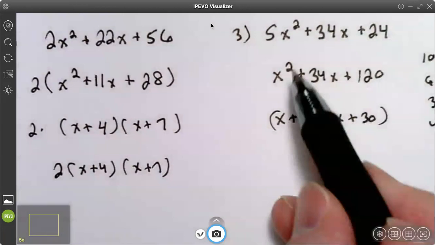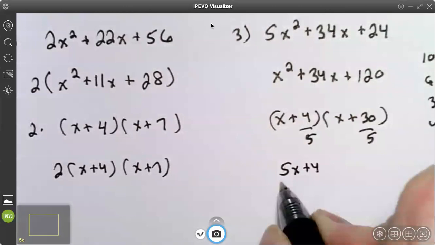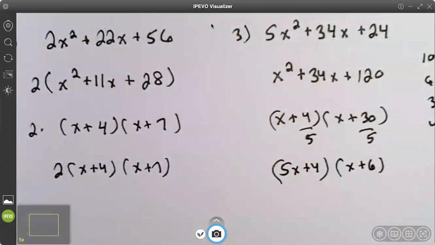Okay. I swung a 5, so now I divide by 5. 5 won't go into 4, so I swing it back. I get 5x plus 4. 5 will go into 30 6 times. So there's your answer, 5x plus 4 times x plus 6.